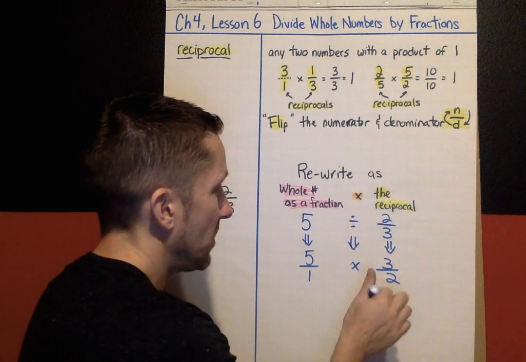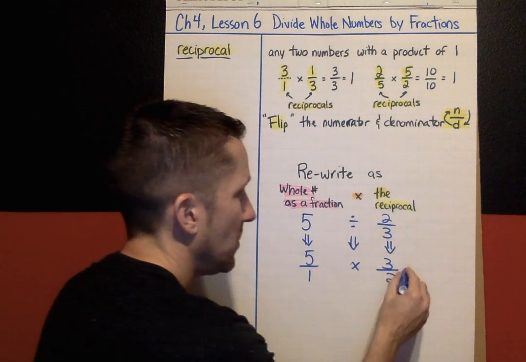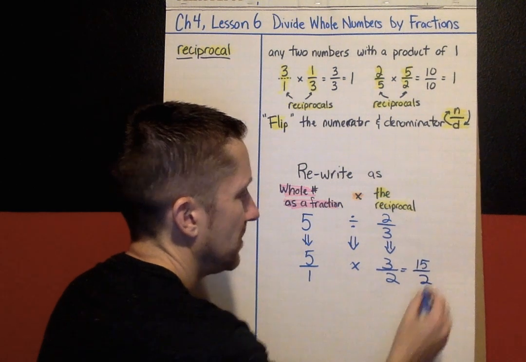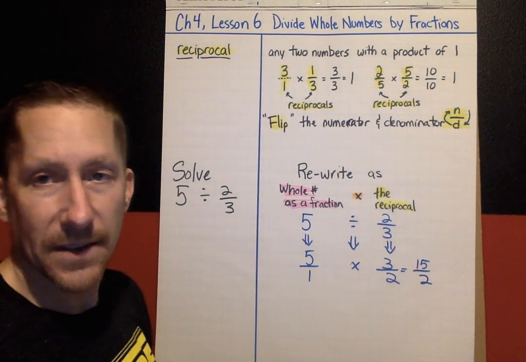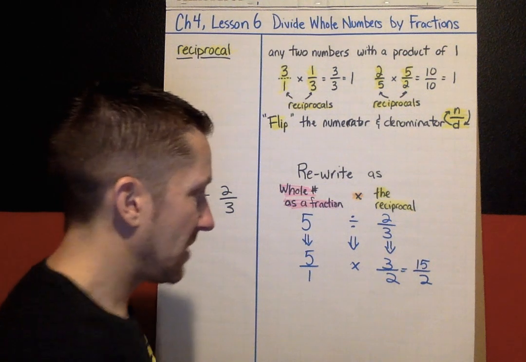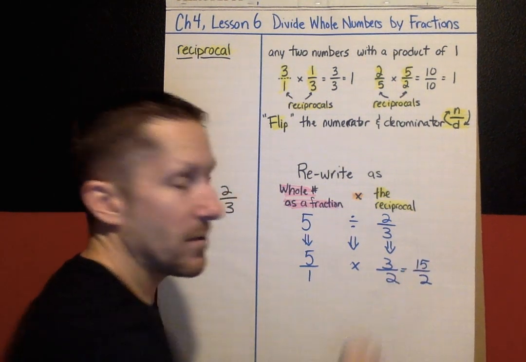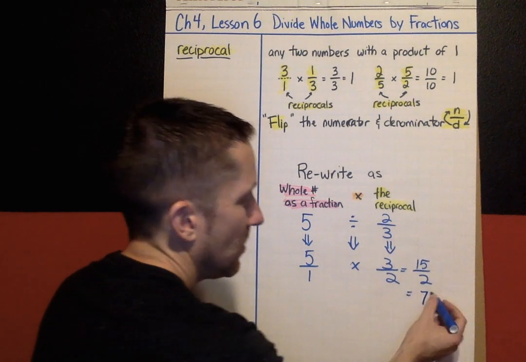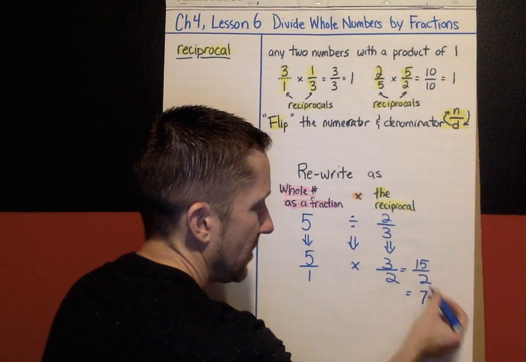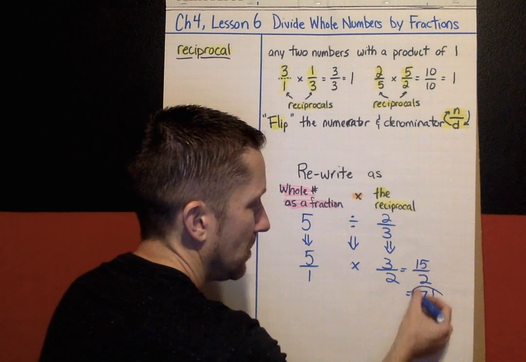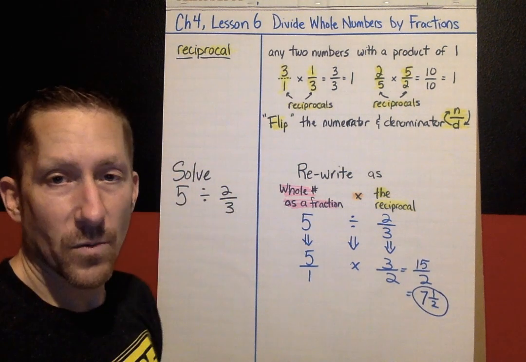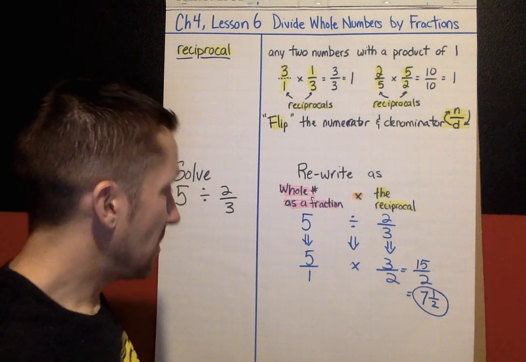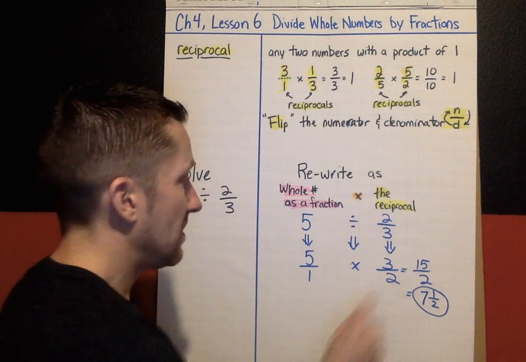And now I can multiply numerators and denominators. So 5 times 3 is 15 over 1 times 2. I would get 15 halves, and that's an improper fraction, so I would want to switch that to a mixed number. How many times does 2 go into 15? That answer is 7 times, with 1 left over, and my denominator remains 2. The answer would be 7 and a half. So 5 divided by 2/3, the answer to that is 7 and a half.